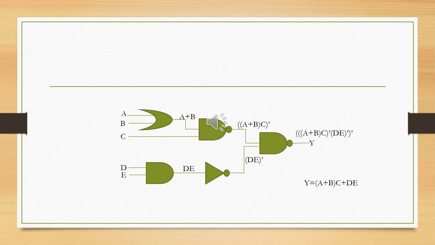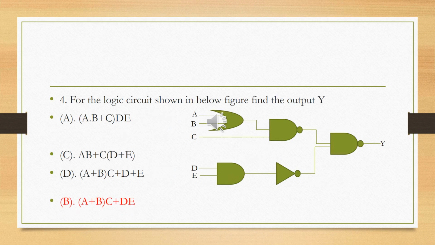So applying De Morgan's theorem, x into y the whole bar is equal to x bar plus y bar, that is De Morgan's theorem. So using duality and De Morgan's theorem, we will get the answer as a plus b into c, and this AND becomes OR here, plus DE bar the whole bar, that is equal to DE. So the final answer here is a plus b into c plus DE. So the answer for this question is B, a plus b into c plus DE.